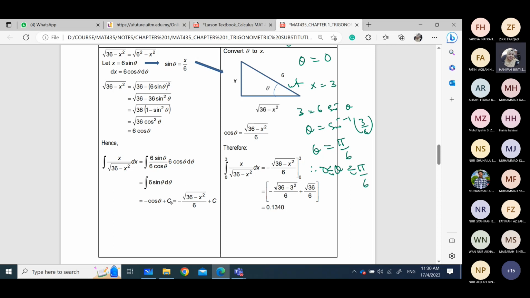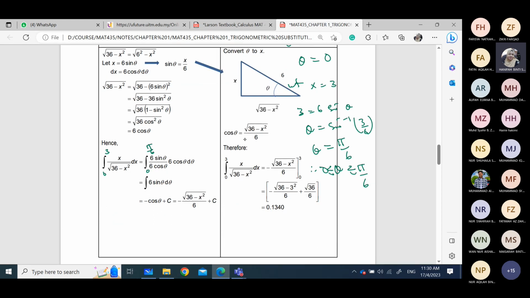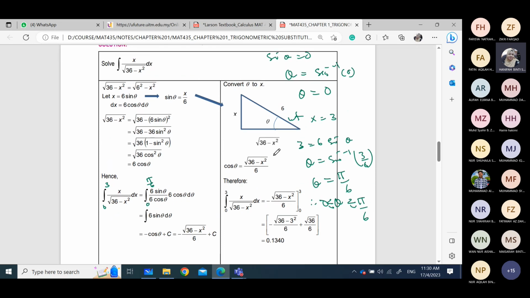So you can solve here without this one, right? Wait, it means here: 0 to 3 for this one, integral x over square root 36 minus x squared dx is also equivalent with 0 to pi over 6 for this theta. You calculate here. So you can skip this one. There is no need to convert theta back to x. You just calculate.